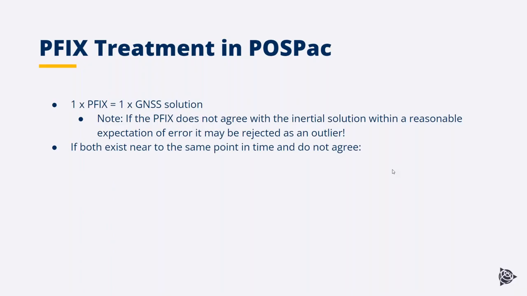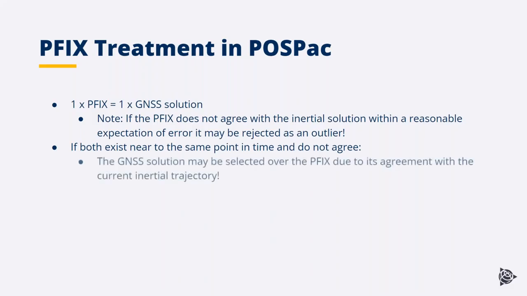If both a pfix and a GNSS solution exist at the same point in time and they don't agree, so they're telling different positions, the GNSS solution might be selected over the pfix because it probably will agree with the IMU inertial trajectory better. But if we use pfix, we usually really trust the pfix more.